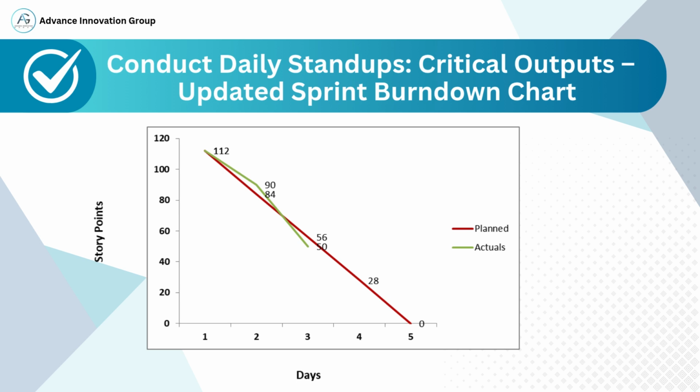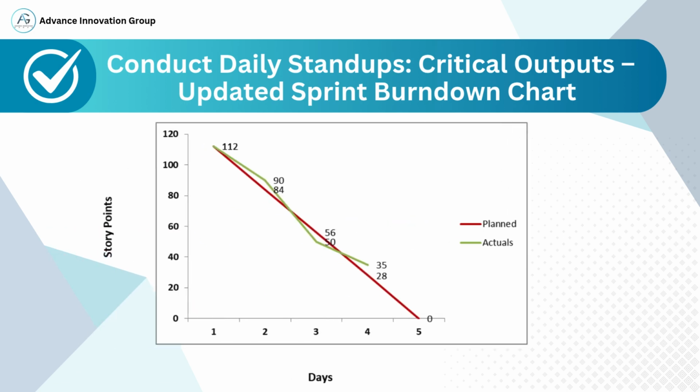Take timely corrective actions. Facilitate transparent communication with stakeholders. In summary, the updated sprint burn-down chart gives clear visibility on how work is progressing during the sprint, helping the team align during daily stand-ups.